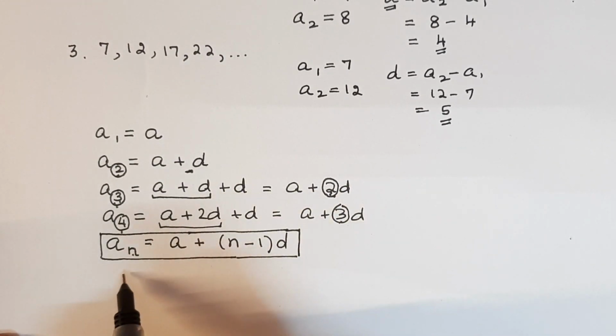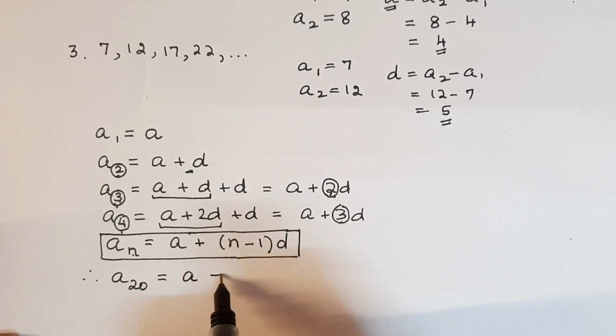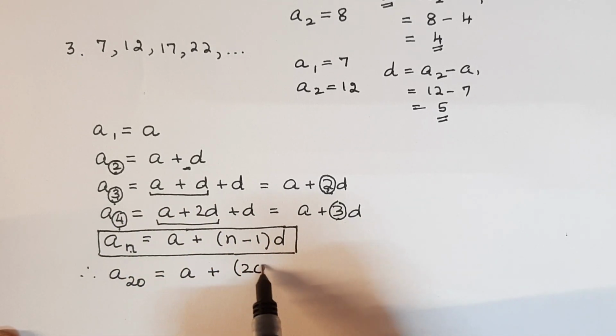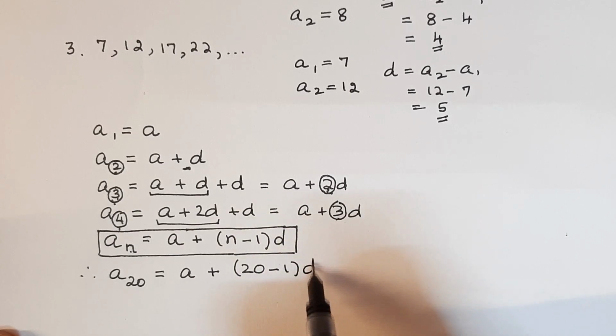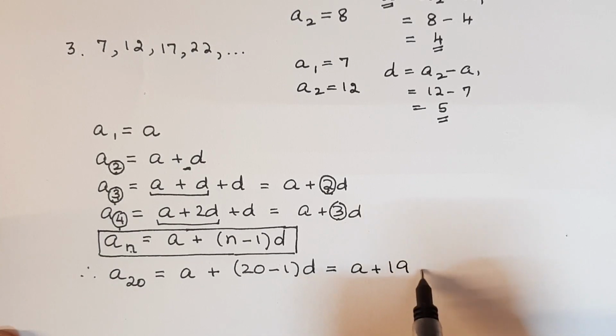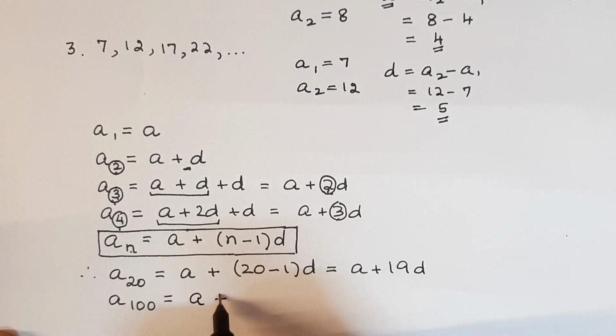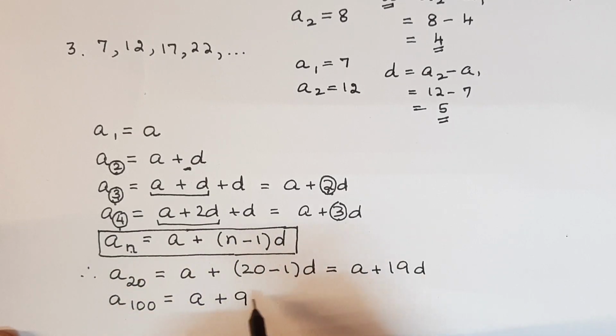So supposing I ask you, give me a20, means 20th term. What will we say? Therefore, a20 will be a plus 20 minus 1 times d, or you can directly write this as a plus 19d. What will be a100, that is 100th term? It will be a plus n minus 1, meaning 99d.